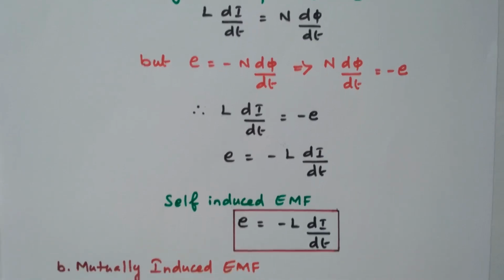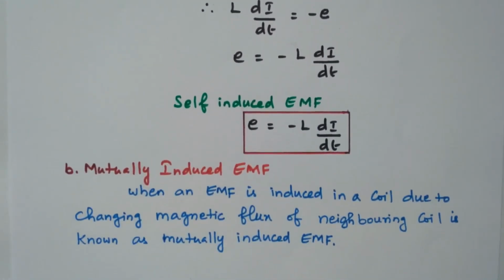Now we will go to the mutually induced EMF. When an EMF is induced in a coil due to the changing magnetic flux of a neighboring coil, it is known as mutually induced EMF. Mutually means there are two coils available. The EMF induced in the first coil is due to the magnetic flux linkage from the second, neighboring coil. In that case, it is called a mutually induced EMF. Now we will see the diagram.